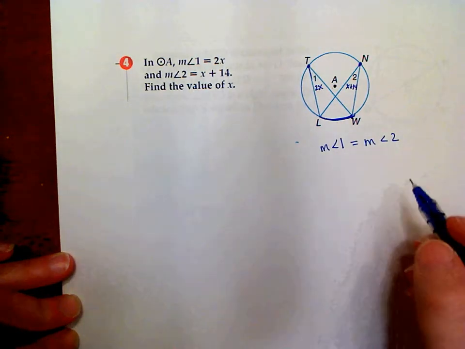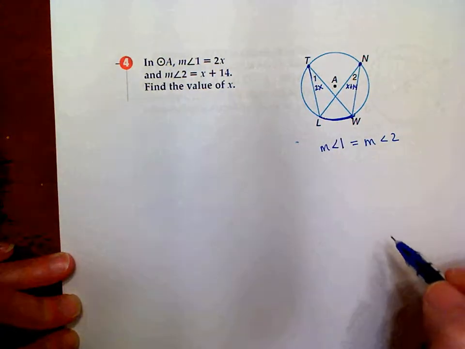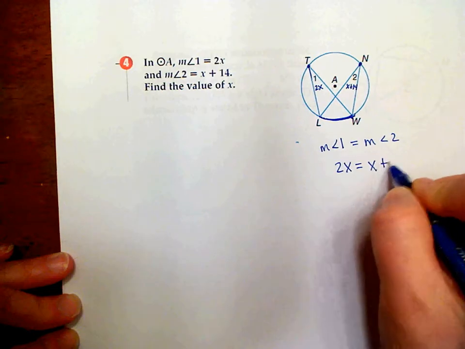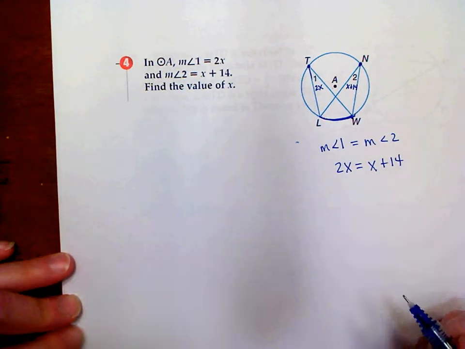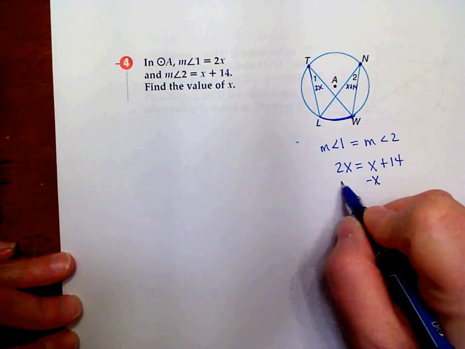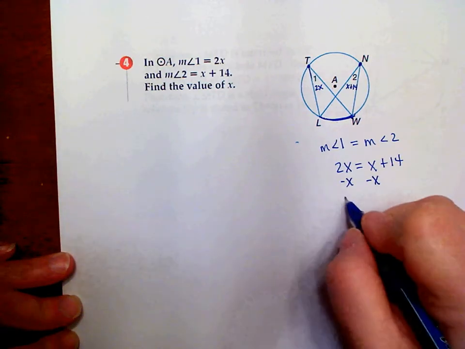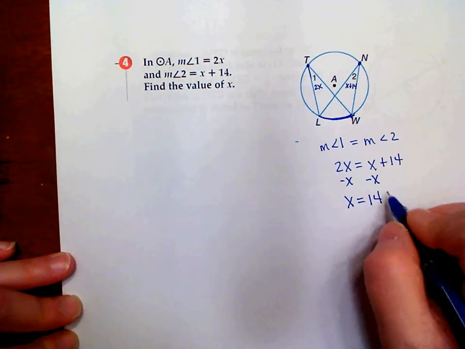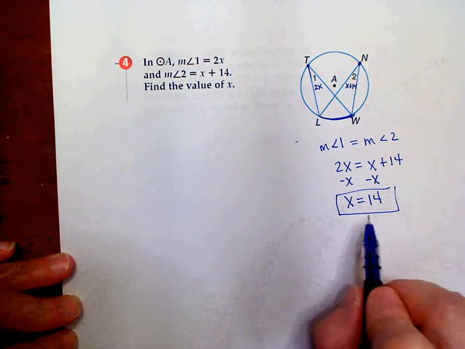So all we have to do to solve for x is set 2x equal to x plus 14. We call that variables on both sides. We want our variables on the same side, so we can subtract x from both sides and get x equals 14. That's all we had to find, but now that we know the value of x, we could also tell what the angle measures are.